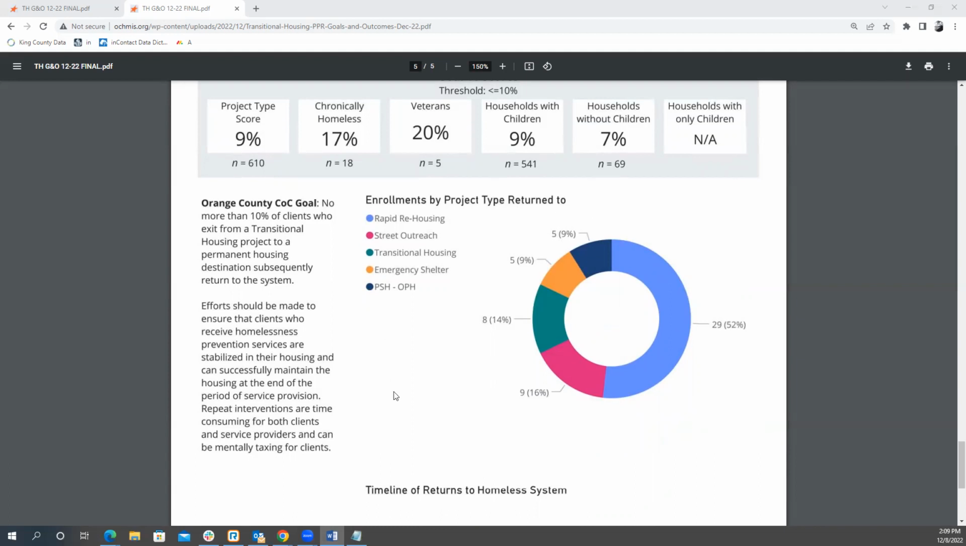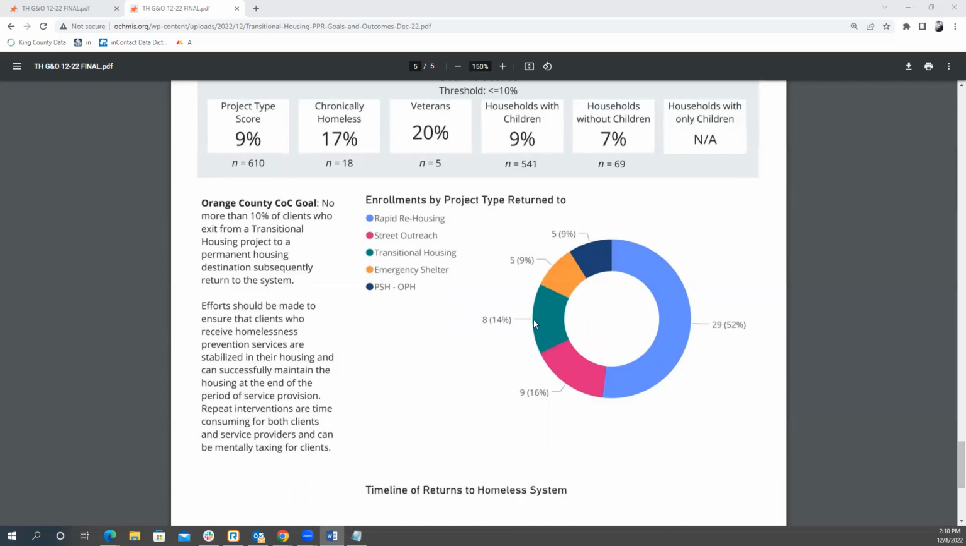Also, this chart is showing where clients are returning to after they exit the transitional housing project. And you can see half are returning to rapid rehousing. And there are clients that can transition from transitional housing to rapid rehousing. There are projects that allow that.